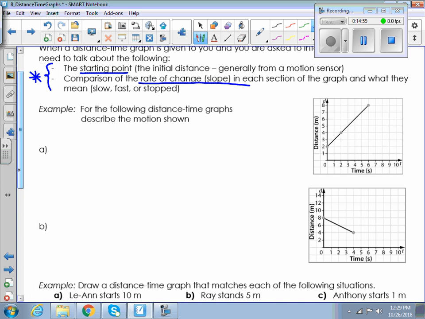So let's look at part A here. I want to describe this motion. So we said that we got to tell the starting position. Where am I starting? Two meters. Okay, so because the graph starts at the 2 meters. So starting 2 meters, let's say from the wall or from the sensor, whatever.